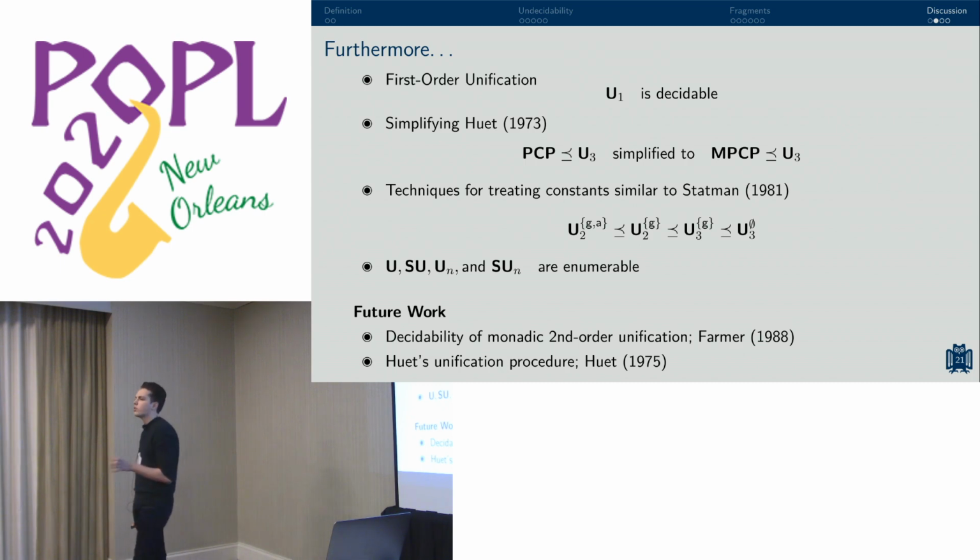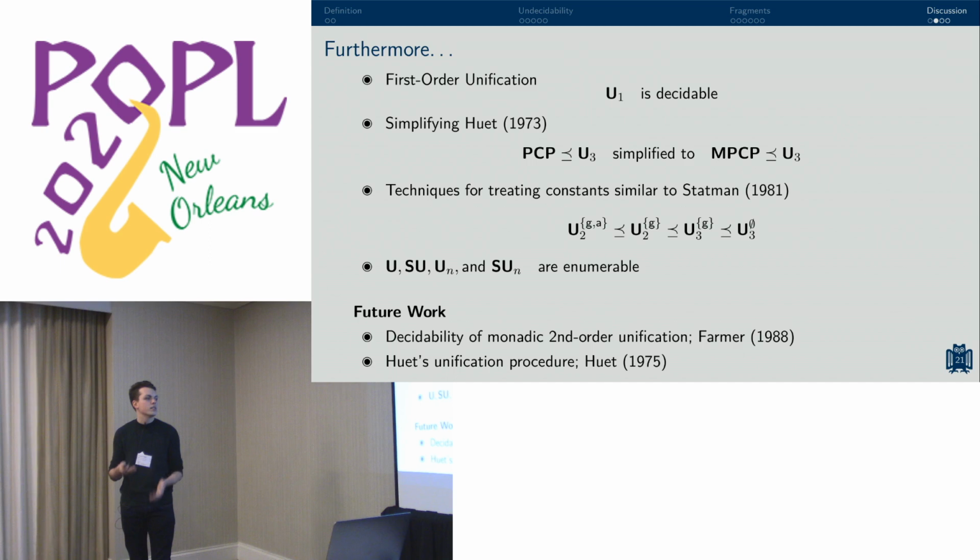And we took a closer look at constants. So this is second order unification with just the constants G and A in the language. And we can reduce this to second order unification with just G in there, so we can drop the A, giving us an even stronger result, if you will. You just don't need this A constant in the language. Now, we also proved that all of these problems are enumerable using standard techniques from the library. In future work, one might tackle the decidability of monadic second-order unification. That is second-order unification where the arity of all constants is restricted to 1.